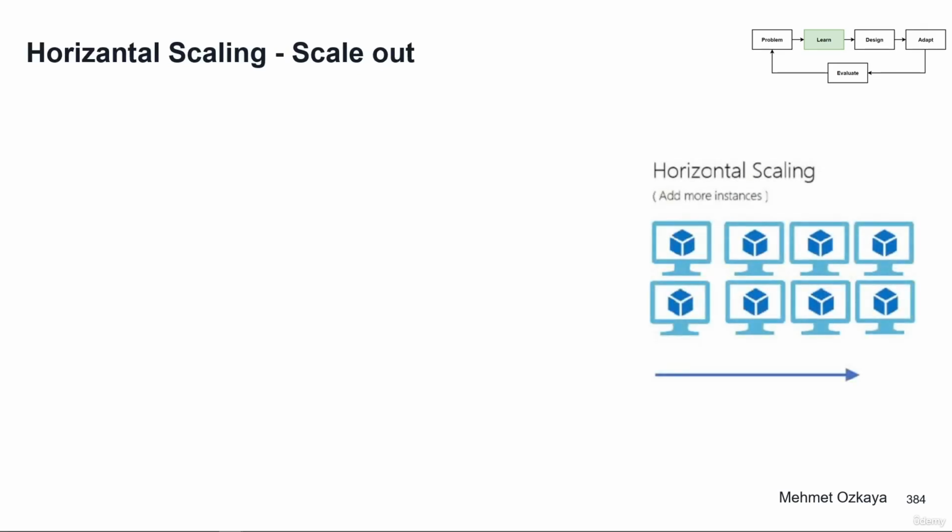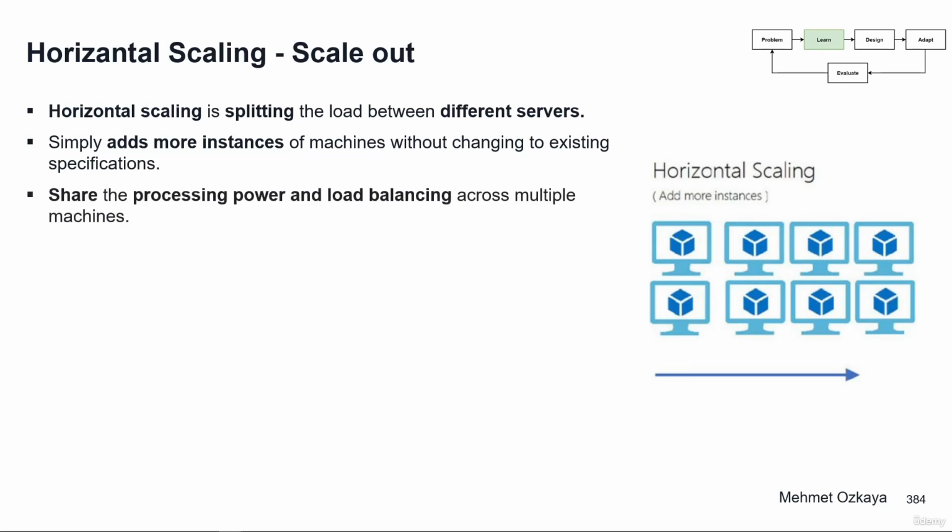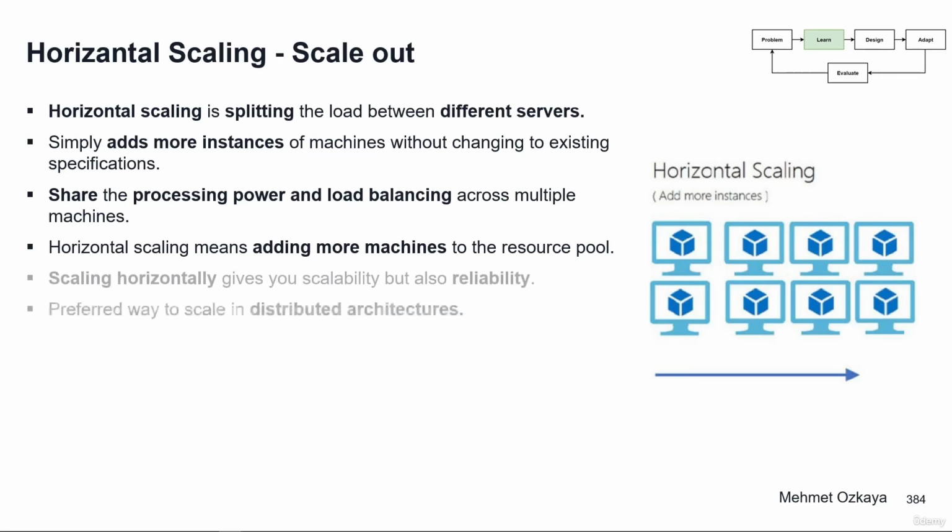So what is horizontal scaling? Horizontal scaling basically means splitting the load between different servers. Horizontal scaling simply adds more instances of machines without changing the existing specifications. By scaling out, you can share the processing power and load balancing across multiple machines. Horizontal scaling means adding more machines to the resource pool rather than simply adding resources by scaling vertically. Scaling horizontally gives you scalability but also reliability, because you will have more redundancy, and mostly it is the preferred way to scale in distributed architectures.